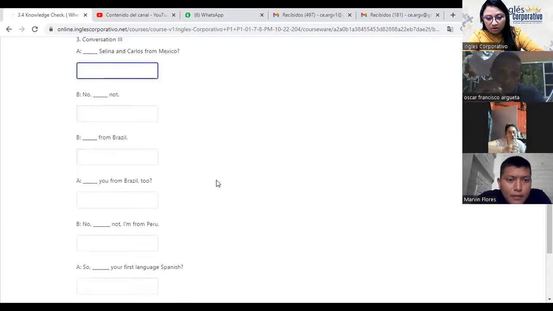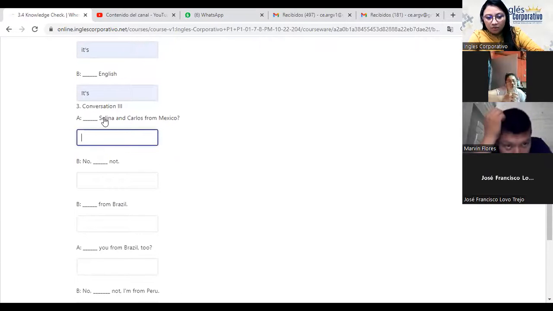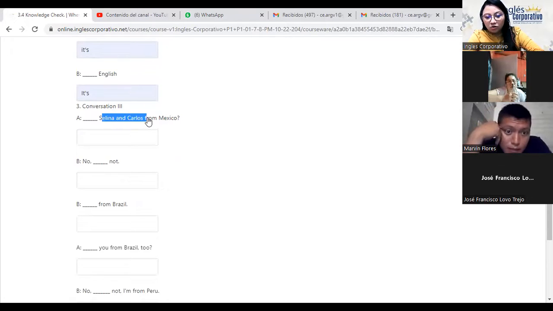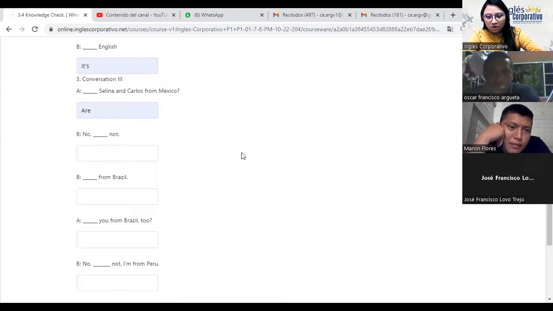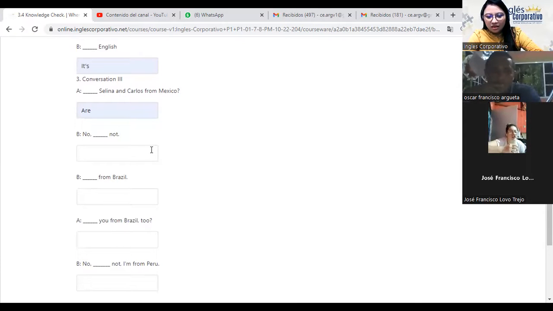Vamos a la conversation number three. We have Selena and Carlos from Mexico. Es una pregunta. Inicio con el verbo to be. Is Selena and Carlos? Are Selena and Carlos? Or am Selena and Carlos? Why are? Because we have Selena and Carlos, two people. Are Selena and Carlos from Mexico? Ellos no son. ¿Cómo digo eso? No, they're not.